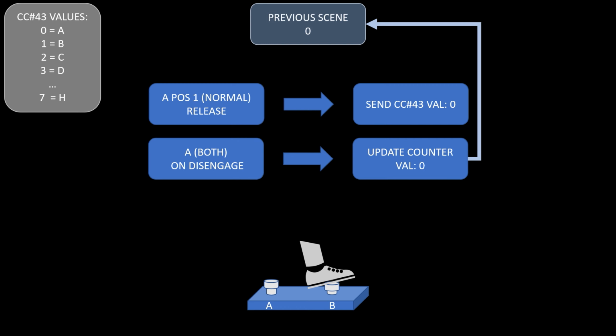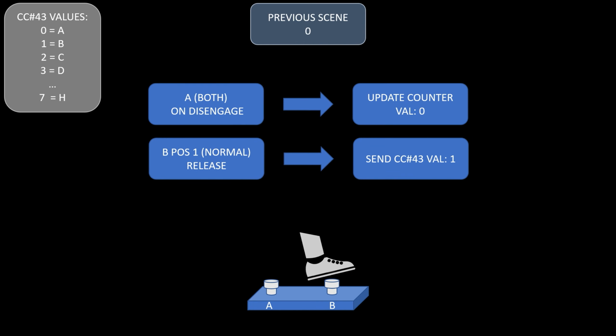So now we have that stored and we can reference it later. When I release stomp B, I trigger my position 1, not toggled release action, and I send CC43 value 1 now, which corresponds to preset B, and the QC is going to change to scene B.